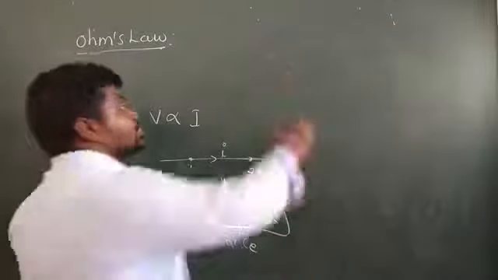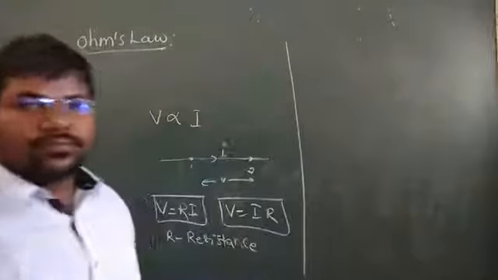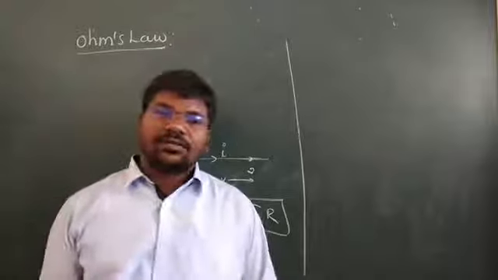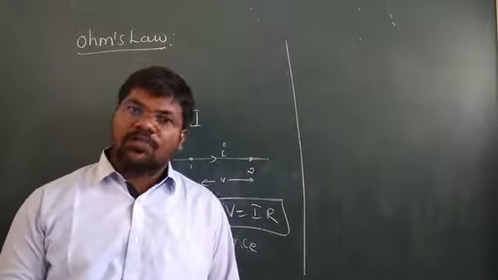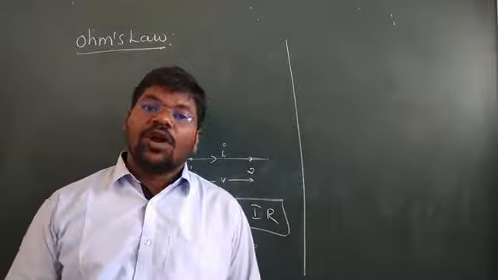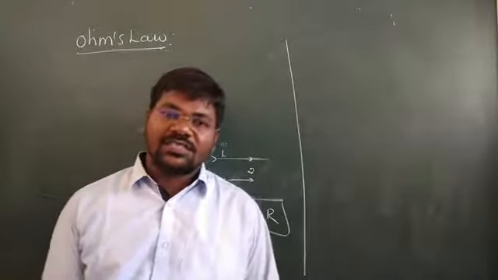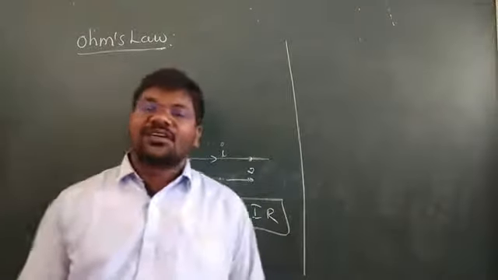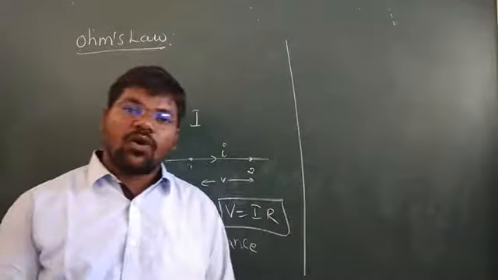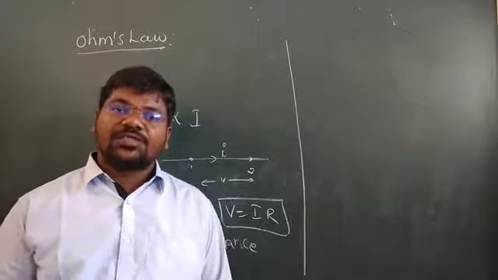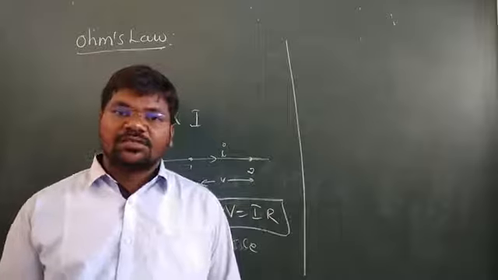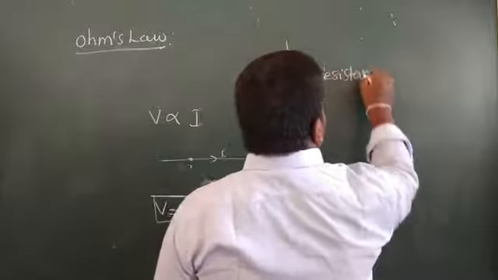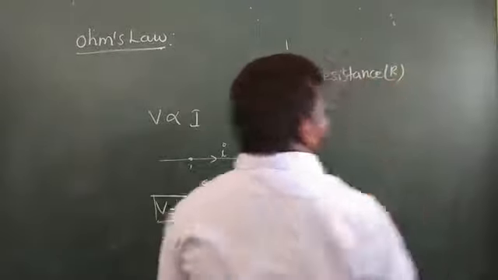So, what is resistance? Resistance is a property of a material of a conductor which always opposes the flow of current or flow of charges, the flow of electrons, or the motion of current. Resistance is denoted R.